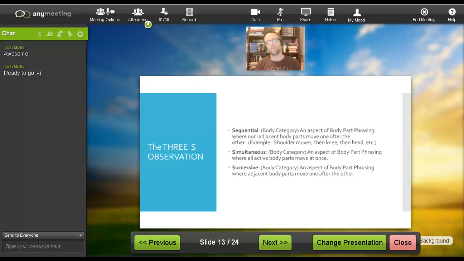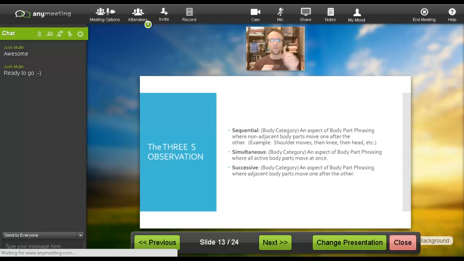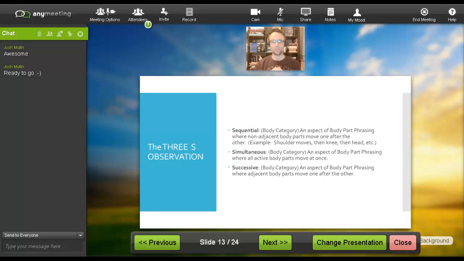And successive, an aspect of the body phrasing where adjacent parts move one after the other. Elbow, hand, fingers. Shoulder, elbow, hand, fingers, for example. I start one, I move the second, I move the third. So I can move different parts of the body. I can move the whole body as one. I can move a chain or a link of actions. My body's allowed to do this, but I'm looking for how smooth is it? I'm looking how rhythmical is it? How soft, how flowing, how natural, how graceful.